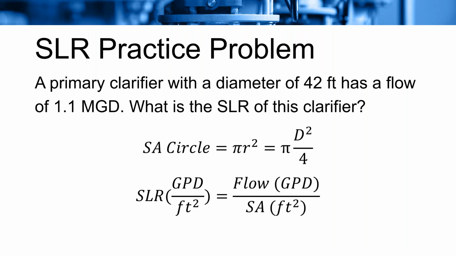So the first problem for the surface loading rate, this is going to be a primary clarifier, has a diameter of 42 feet, and has a flow of 1.1 mgd. Now the question is, what is the surface loading rate of this clarifier? So we'll give you guys about 2 or 3 minutes to work on this, and then we'll throw up the poll.